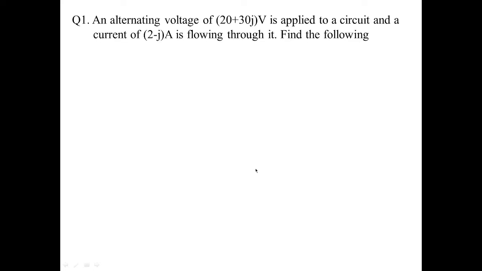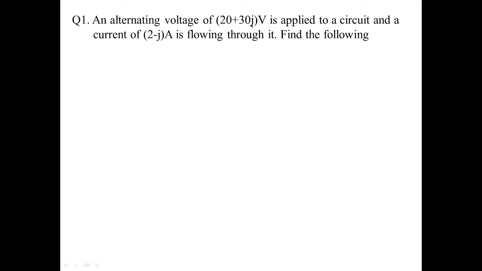So let us apply the analysis of RL and RC applied to series circuit with problem 1: an alternating voltage of 20 plus 30j. It represents the complex form. In some textbooks, you can see 20 plus 30i. It is also a complex representation. In order to differentiate from a normal instantaneous current, we are taking here a small j.